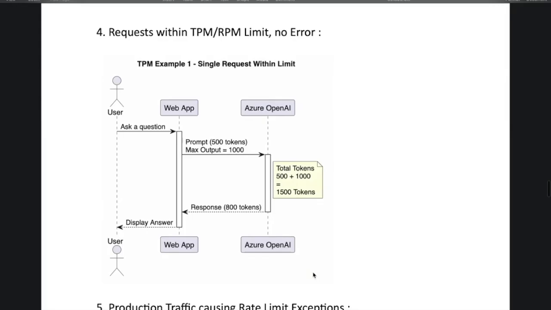In a production environment, what is a case where requests are within the TPM and RPM rate limit, with no error? The user is asking a question, with a prompt and max output of, say, 1000, 500, 1500 tokens, and your TPM is higher than the 1500 tokens. You have just sent, let's say, one request, and the response is 800 tokens. So there is no error, because the number of requests, RPM and TPM, is less than the assigned rate limit. So it will be a success. That's a positive test case.